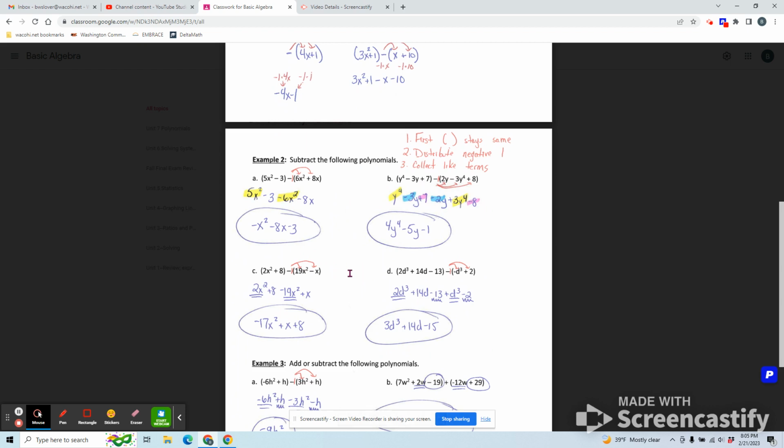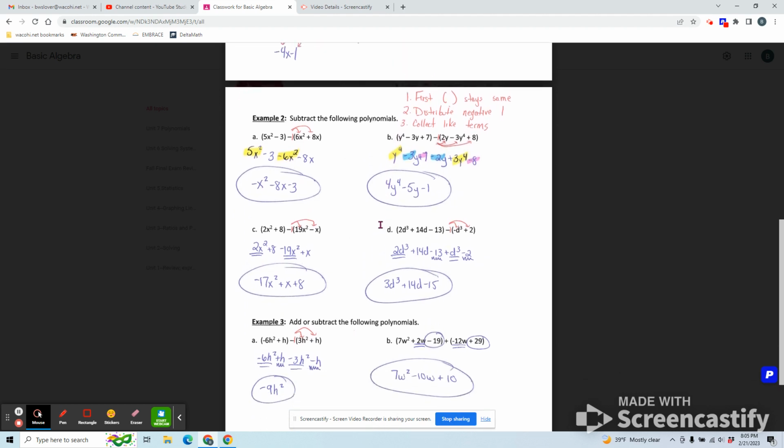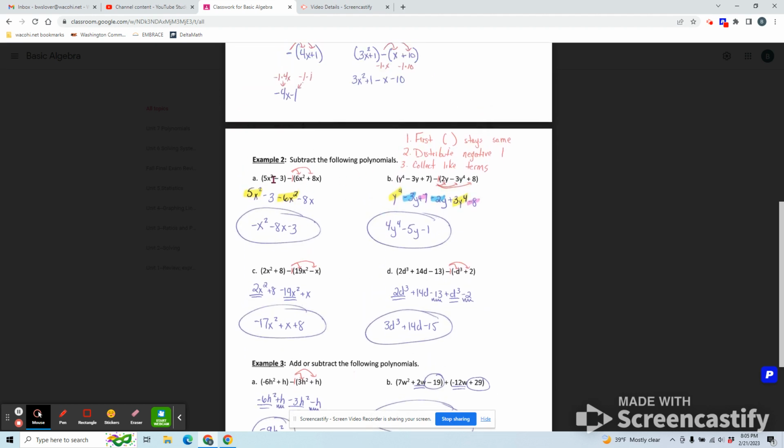So example 2 now is asking us to subtract the following polynomial. And I've got 3 steps. The first one is that the first set of parentheses is going to stay the same. The second step for success is I need to distribute the negative 1, and then the third step is to collect like terms. Now, for purposes of this class, I'm only giving you 2 sets of parentheses.